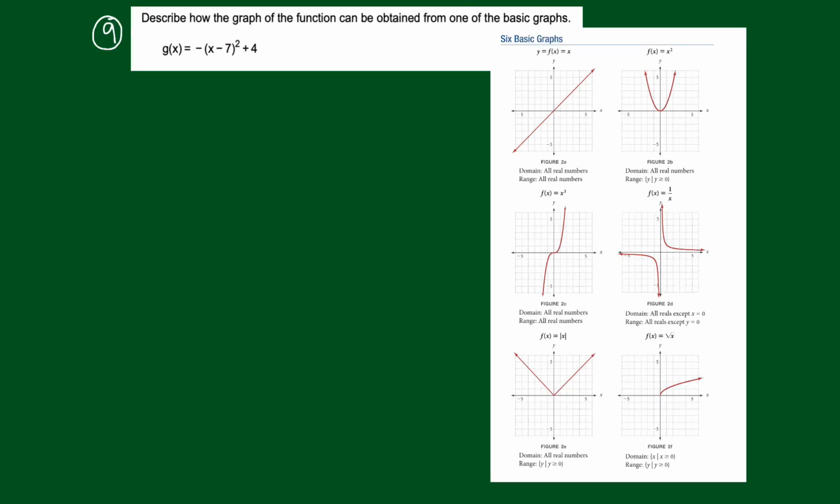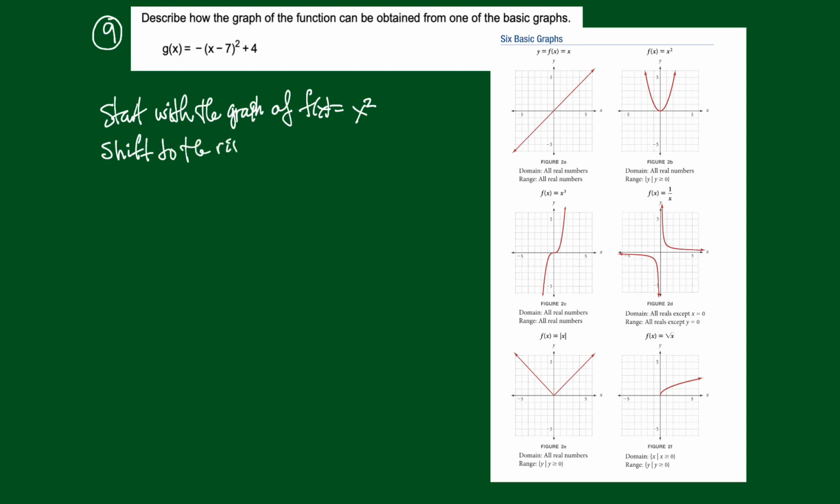Okay, let's describe how to get this graph of this function from the basic function. Now look, it's a squared. So I've got this parabola here. So what I'm going to do is start with y equals x squared. Then, from inside, I see a horizontal shift to the right 7 units. So I'm going to shift this curve to the right 7 units.